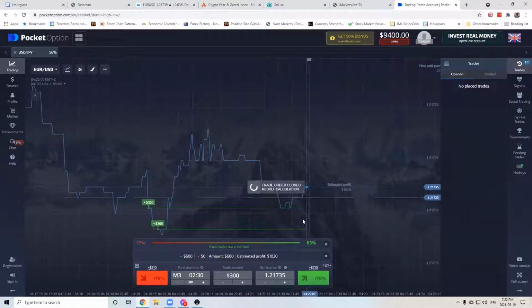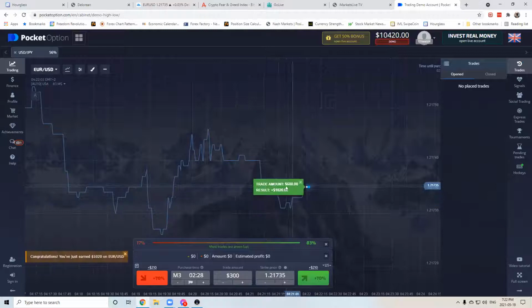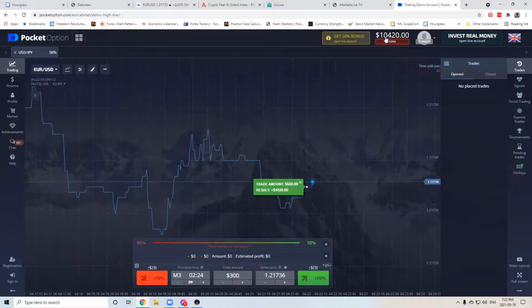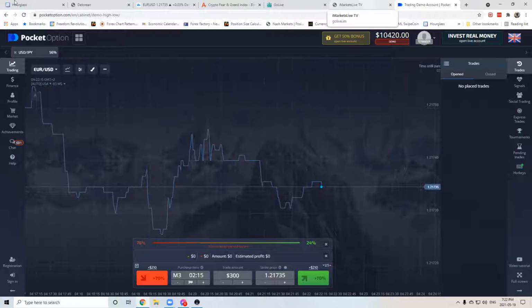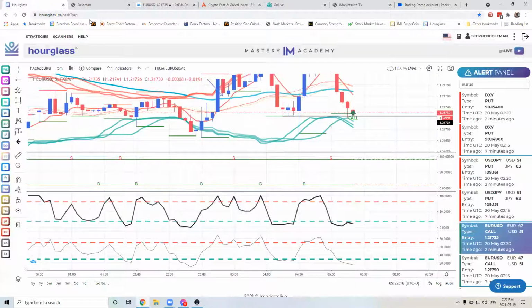Okay. So there's our win. Total trade amount was $600. Total result was $1,020. So you'll now see that my $10,000 account is now at $10,420. So that's $420 in profit off of those two trades. So Chris, thank you, my friend. I appreciate you bringing that.